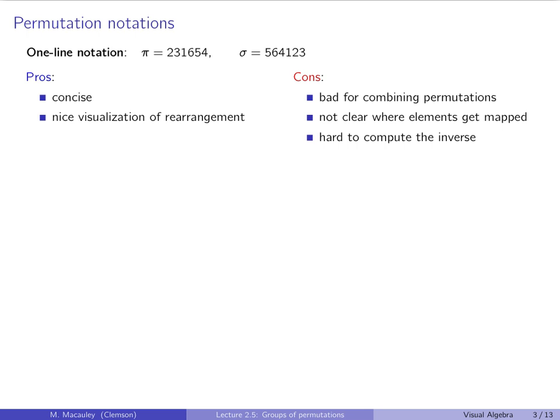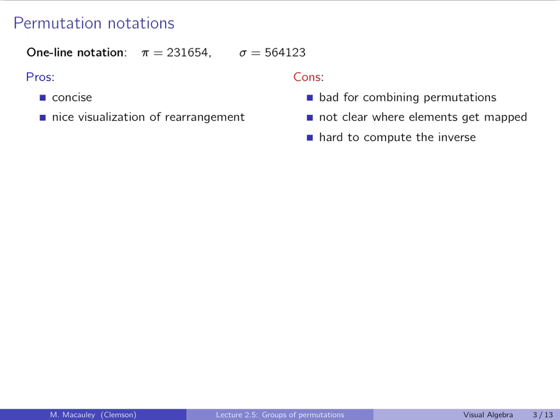Okay, let's go through these notations again and talk about some pros and cons. So the one-line notation for the permutation on the previous slide was 2, 3, 1, 6, 5, 4. And a pro of this is that it's concise. It's a nice visualization of a rearrangement. You can see what gets shuffled around where.